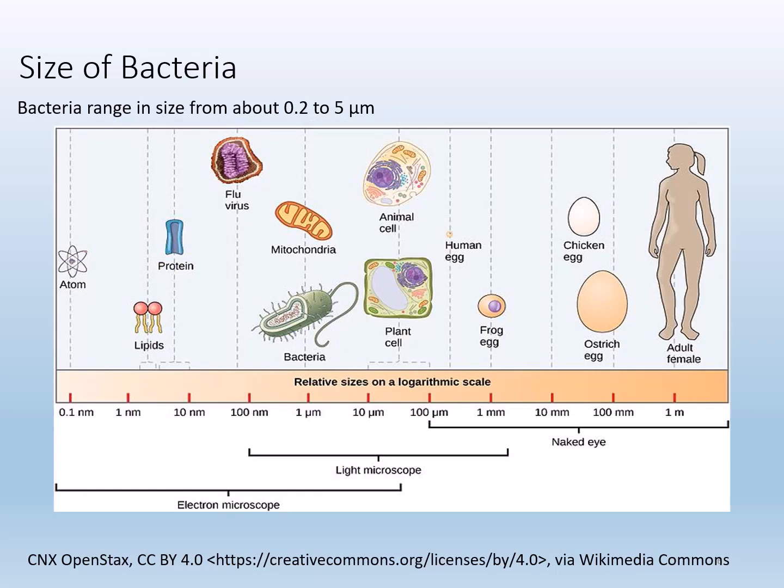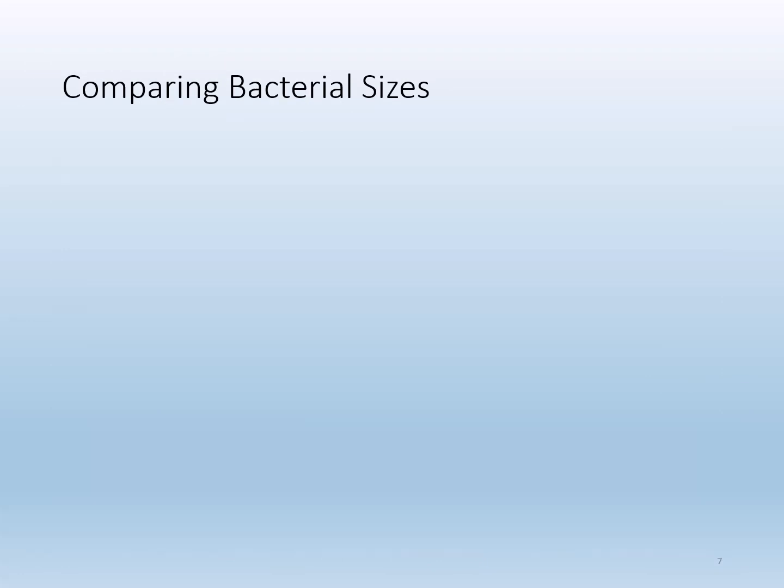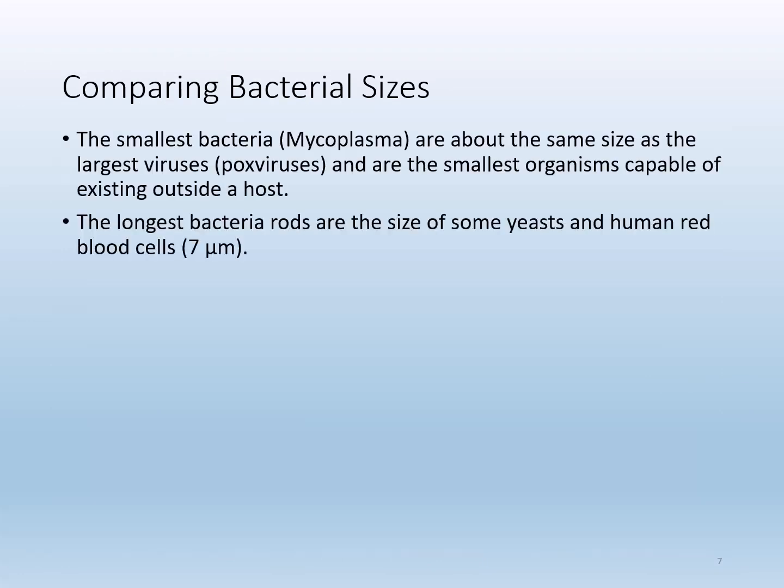Here's a very beautiful picture from Wikimedia Commons, and you can see that the size of the bacterium is actually 0.2 to 5 micrometers, which is roughly the same as that of a mitochondrion. It is larger than viruses, while smaller than a normal animal cell. The largest bacteria could be of the same size as a red blood cell, that is somewhere around 7 micrometers.